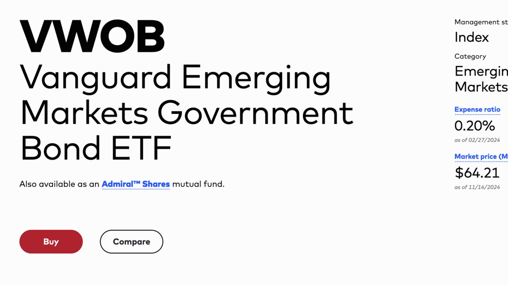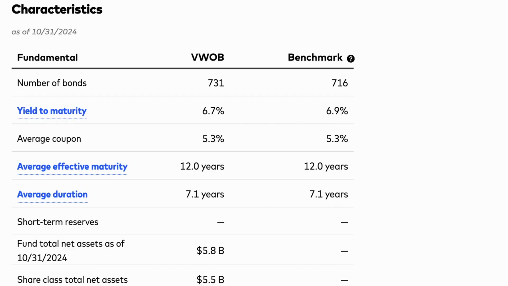The Vanguard Emerging Markets Government Bond Fund is VWOB, and the SEC yield right now is 6.28%, so it's much higher than your typical government bond. This is because it comes with more risk. So it's investing in emerging markets governments. So this is going to be different countries that are doing the same thing as the US, but carry more risk because their economies are less stable.